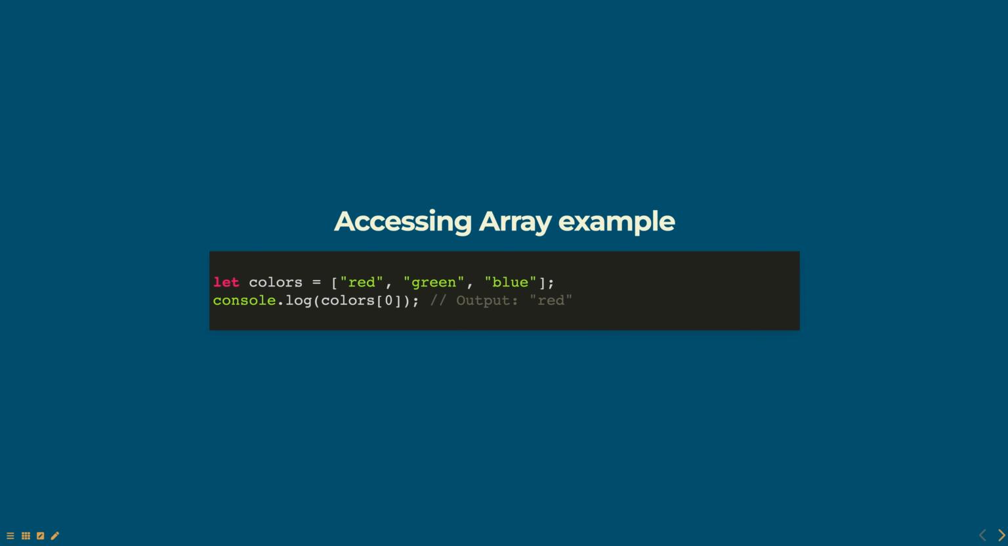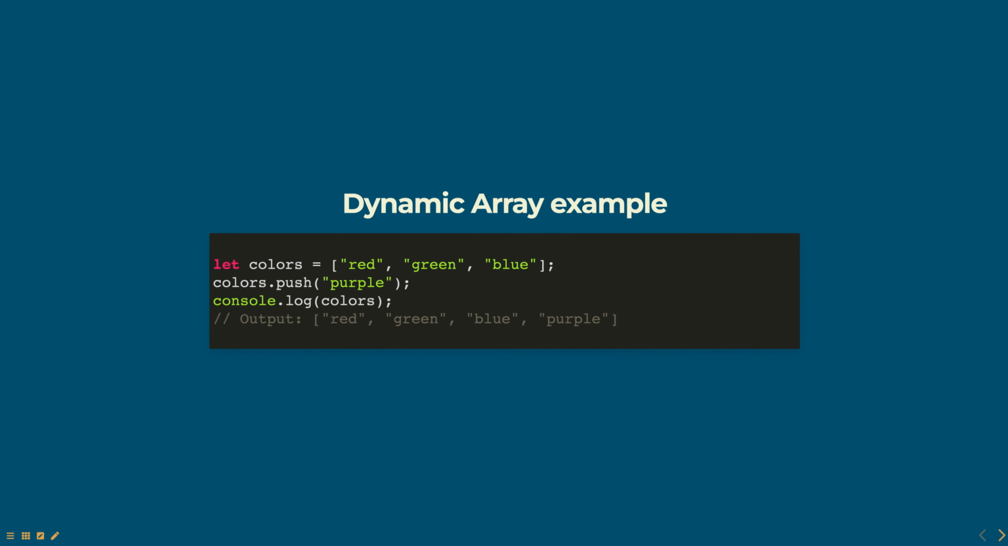It is also important to note that arrays in JavaScript are dynamic, which means that they can grow or shrink in size. You can add or remove elements to or from an array at any time. And the length property of an array will be updated accordingly.